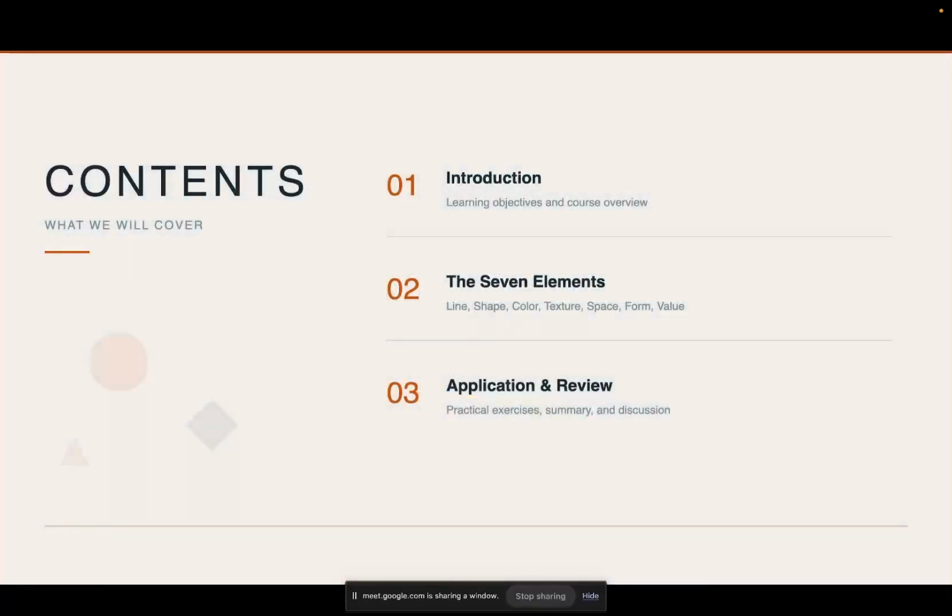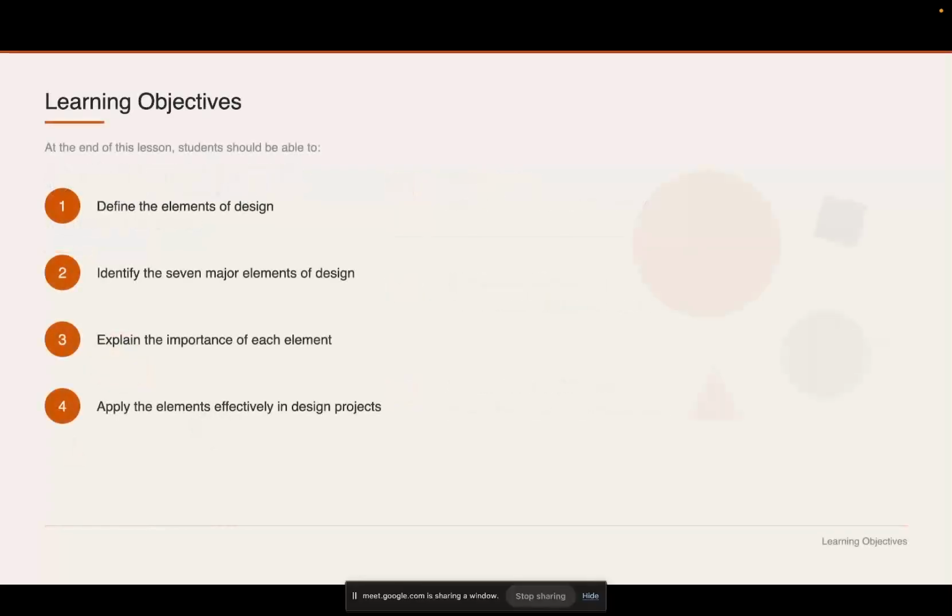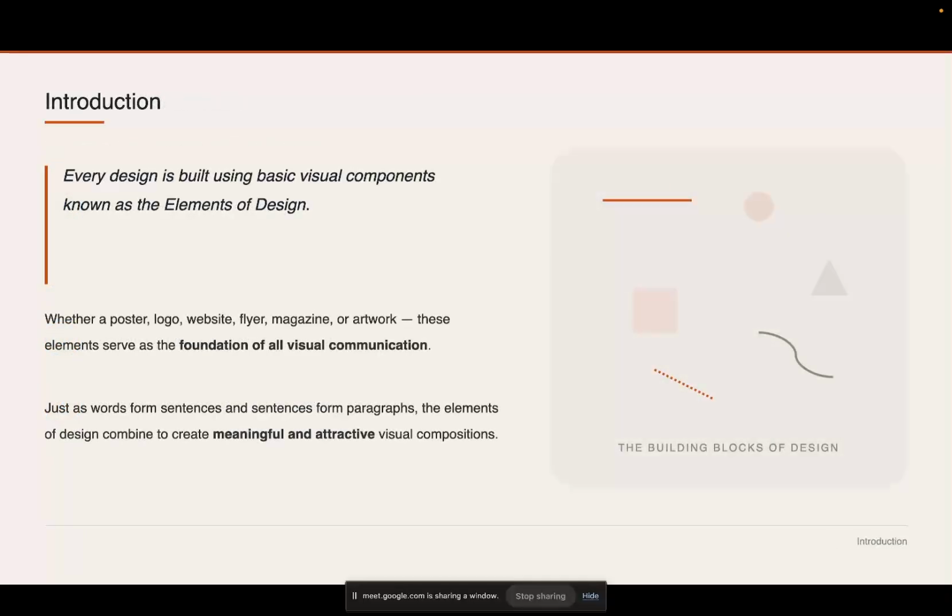So, in context, we're going to be looking at the seven elements, how they are applied, and what you can do to have a very good design. We'll have an introduction, learning objectives, a review, and then an application. We'll define what the elements of design are, identify the seven major elements, and explain the importance of each. We'll apply the elements effectively in a design project that I'm going to show you.